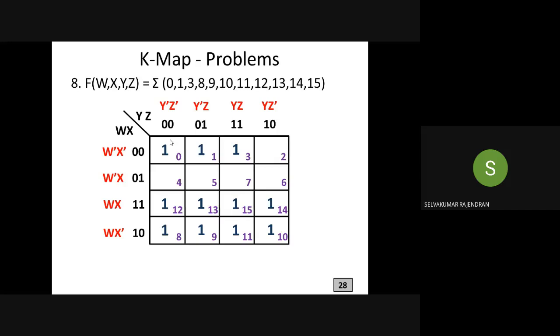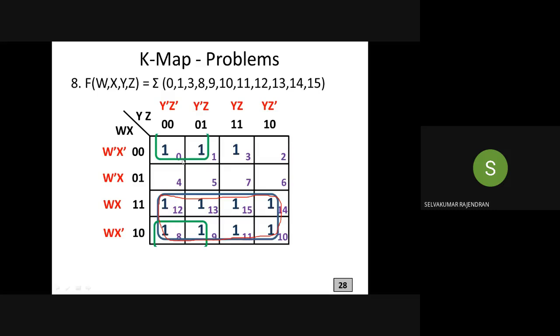After putting the ones, next we have to group them. Here, the maximum number of ones possible is 8, so you can combine these 8 ones as a single group. So this is group 1, this is group 2. Next you can have 4 ones. So this is my next group: the top row and bottom row. By combining these two rows, you can have 4 ones.